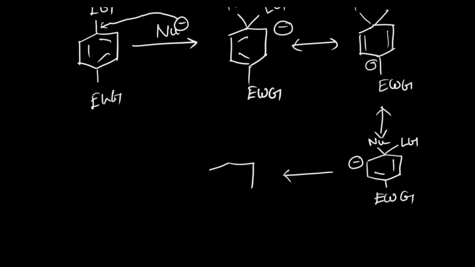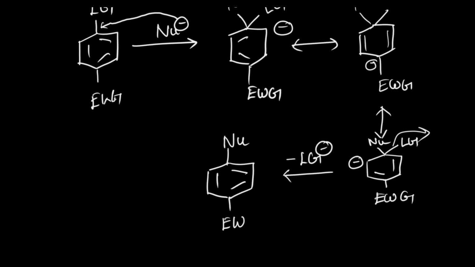So finally the leaving group leaves like this, and then the nucleophile will occupy that position like this. So this is aromatic nucleophilic substitution reactions. If that needs to happen, there should be a strong electron withdrawing group at ortho or para positions to the leaving group, so that the resonance will get stabilized.